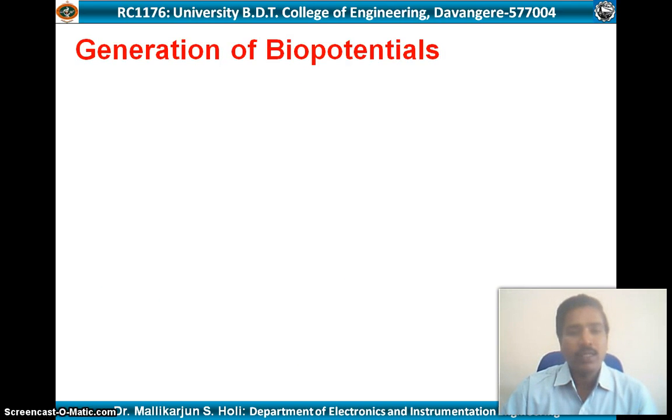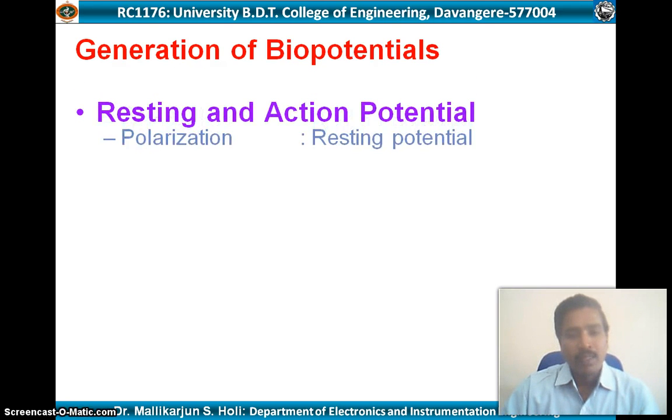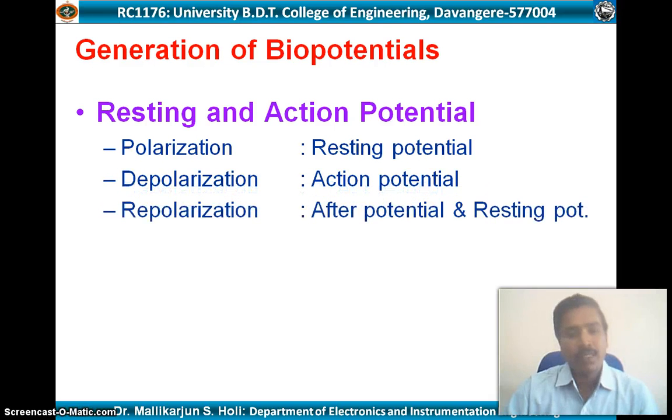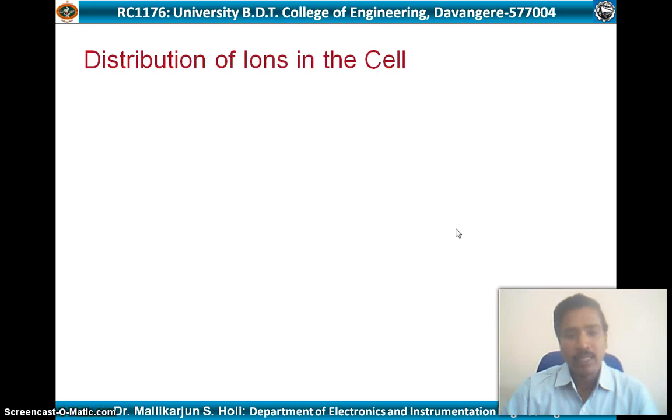So let us look into how these biopotentials are generated. The biopotentials are generated in three phases. The first stage of biopotential generation is called the polarization state or resting potential. The second stage is called the depolarization, which is the action potential stage, and the third is called the repolarization, or the after potential, returning back to the resting potential.